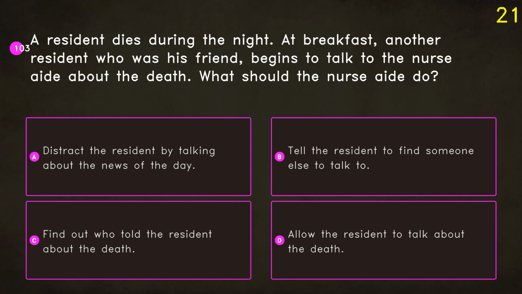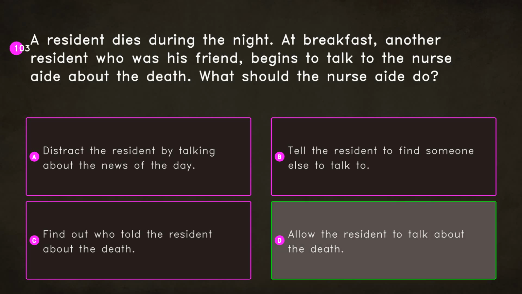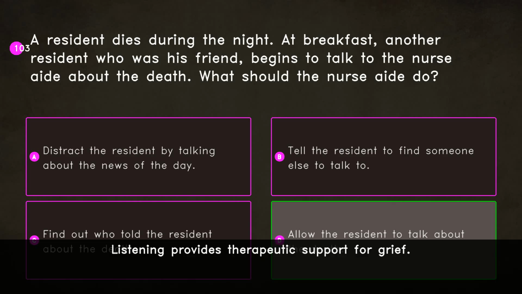Question 103. A resident dies during the night. At breakfast, another resident who was his friend begins to talk to the nurse aide about the death. What should the nurse aide do? A. Distract the resident by talking about the news of the day. B. Tell the resident to find someone else to talk to. C. Find out who told the resident about the death. D. Allow the resident to talk about the death. The correct answer is allow the resident to talk about the death. Listening provides therapeutic support for grief.